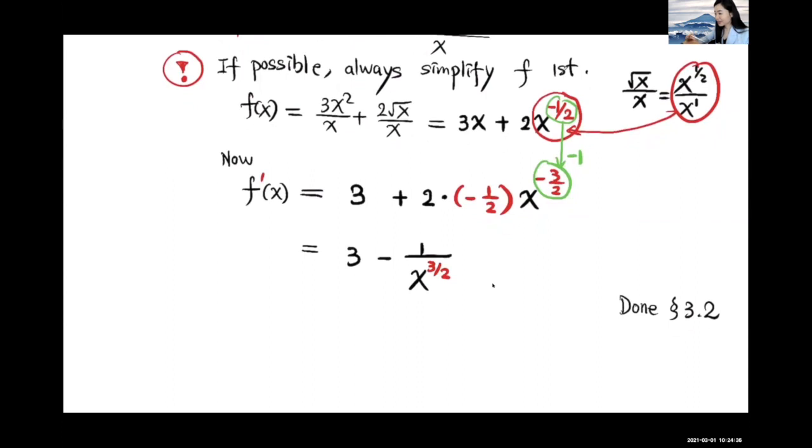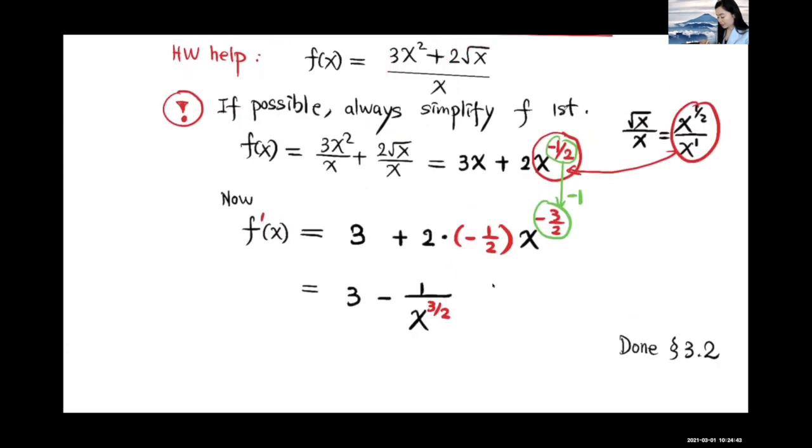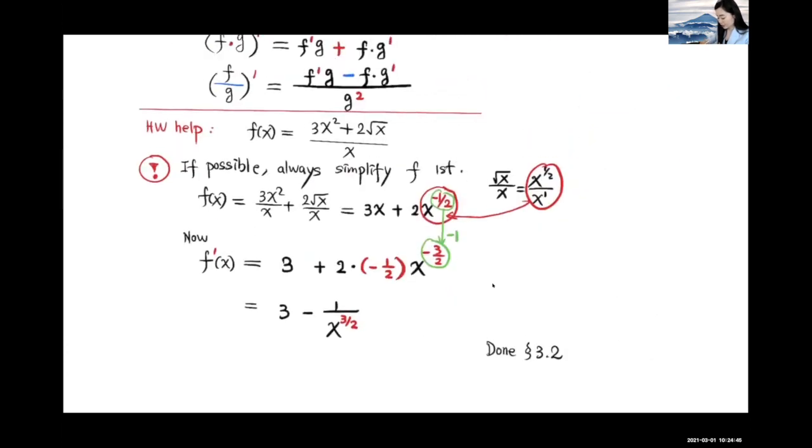So you don't have to use the quotient rule. When possible, simplify the function first. You can divide by the common denominator, express them term by term, and then differentiate. All right, we're done with 3.2. Today we went over the product rule and quotient rule, and they are very important. So practice on them. Practice makes perfect.